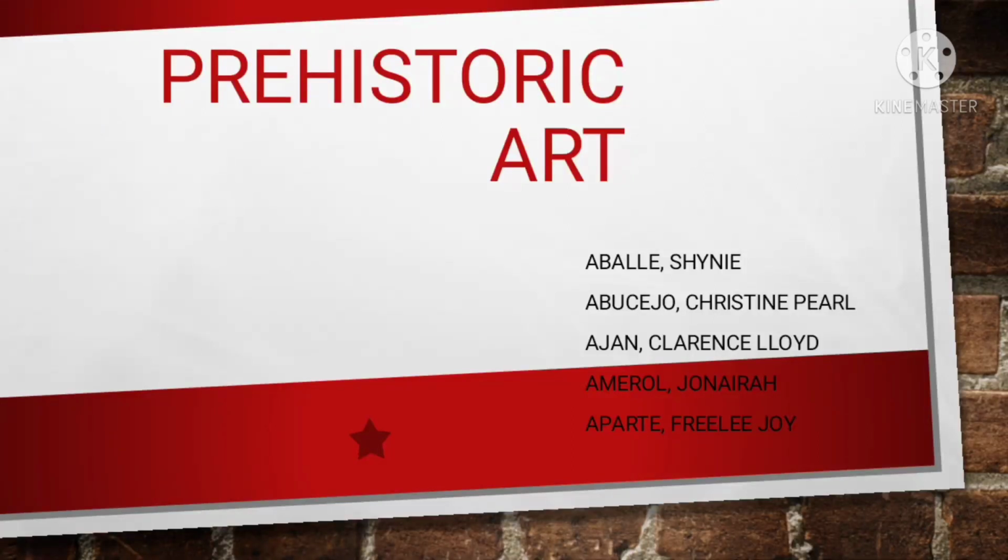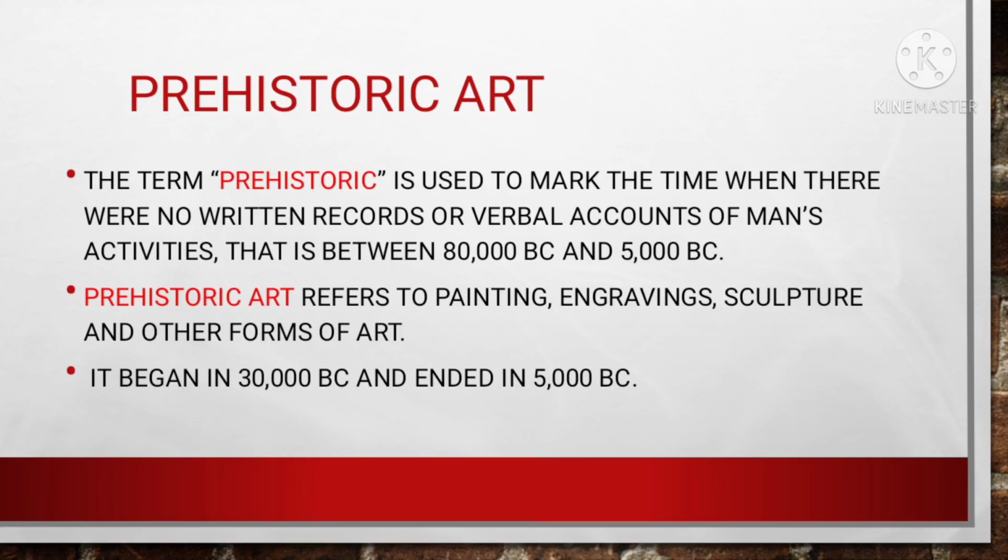So, good day. Our topic for today is about prehistoric art. The term prehistoric is used to mark the time when there were no written records or verbal accounts of man's activities, that is between 80,000 BC and 5,000 BC. Prehistoric art refers to paintings, engravings, sculpture, and other forms of art which were done in the earlier stage of man's cultural development when there were no written records, and it began in 30,000 BC and ended in 5,000 BC.